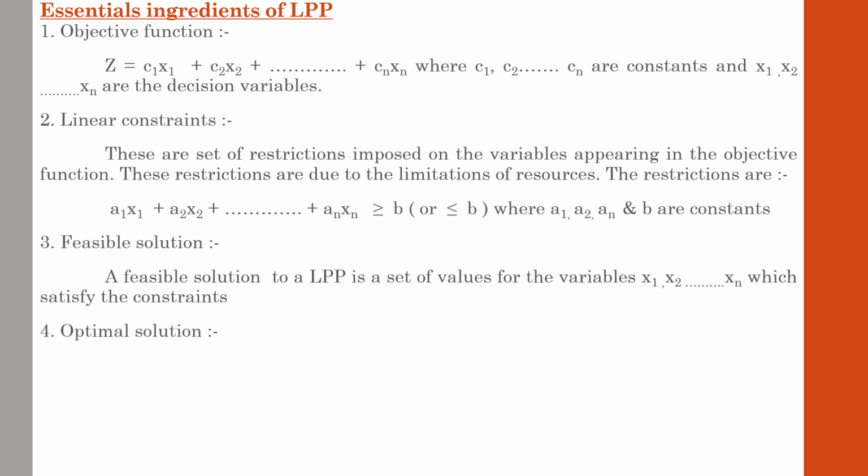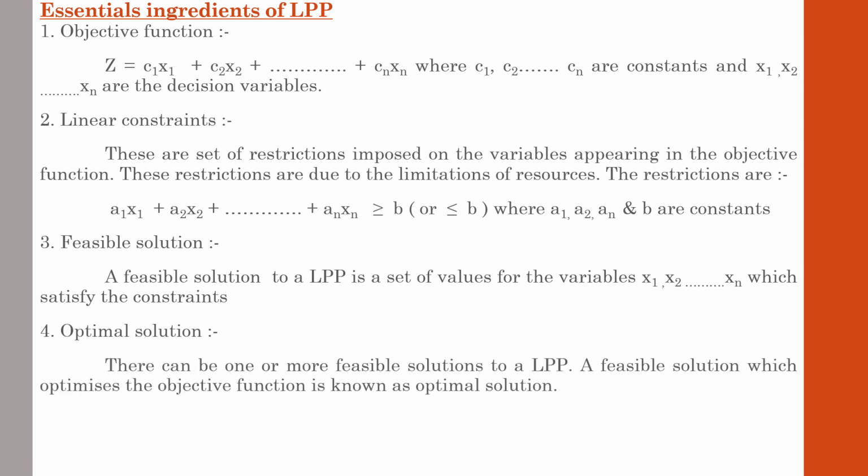Finally, optimal solution. We know that the ultimate objective of the business is either to maximize profit or to take decisions so as to minimize cost. That is known as the objective function. And finally, the solution for achieving the objective function is known as the optimal solution. So these are the various essential ingredients of LPP.